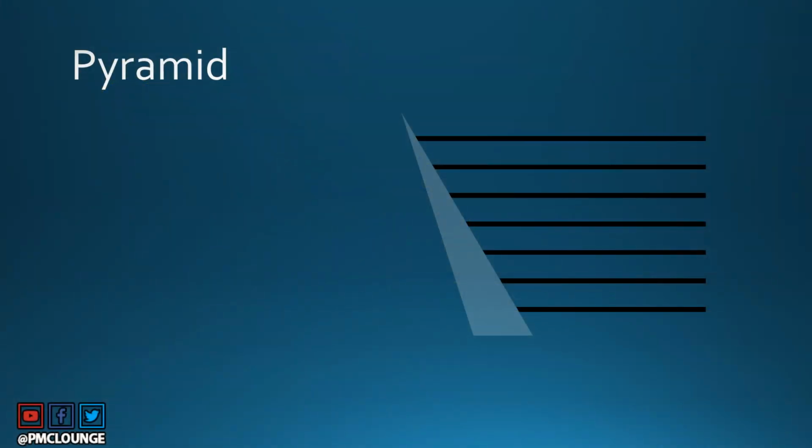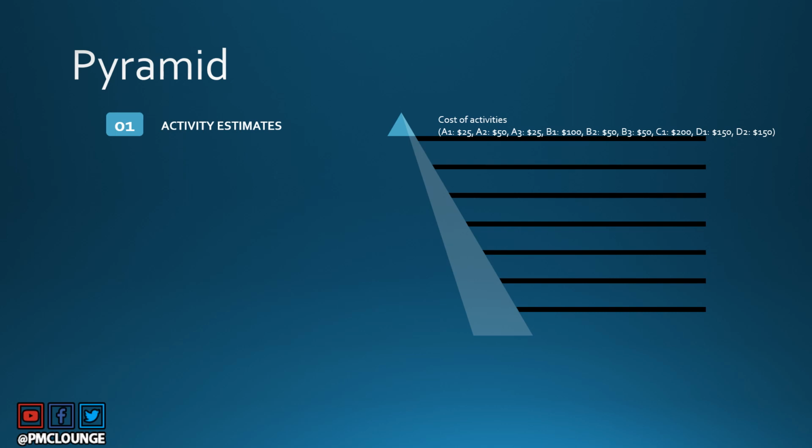All right, so let's look at the pyramid that I was talking about since we started off with this video. First is activity estimates. This is nothing but the cost of every single activity of your project. If you remember the work breakdown structure, the work is broken down into activities. Each activity can then have a certain cost. You can calculate that. So you've got A1, A2, A3, B1, B2, B3, C1, D1, D2. All these are activities, and you have calculated the cost for all of these activities.